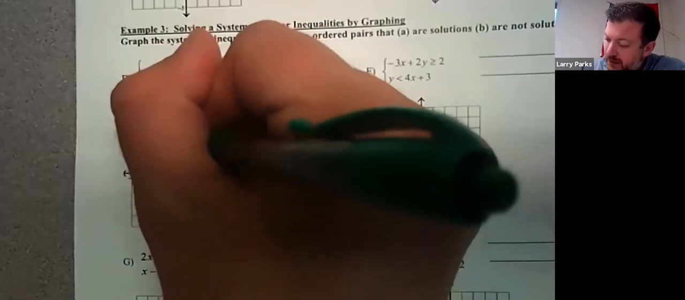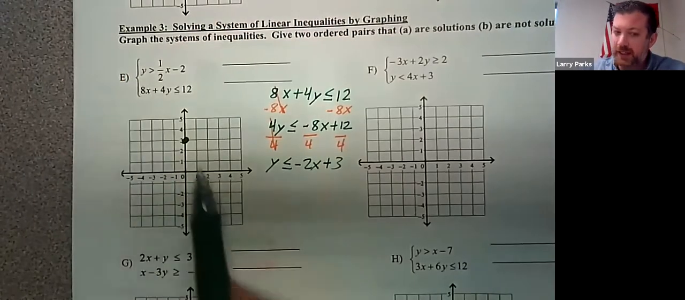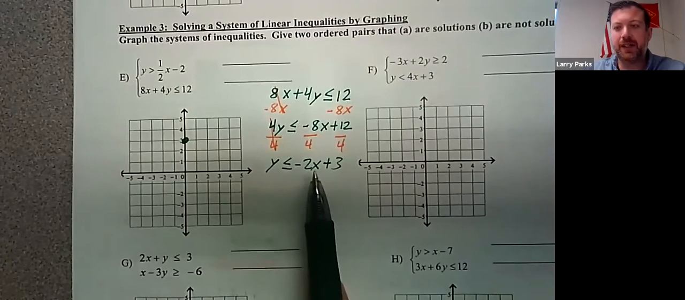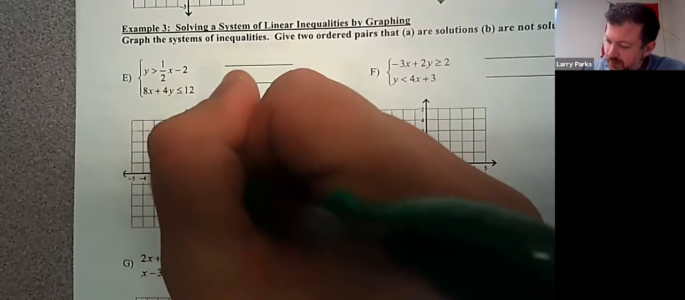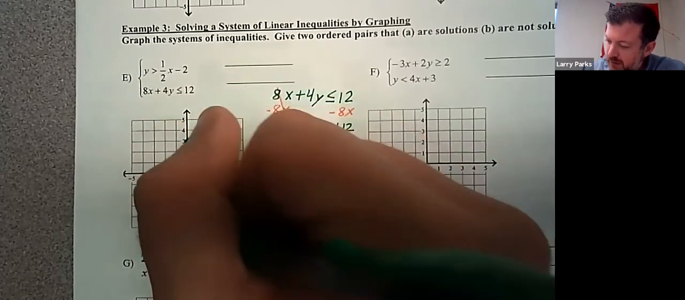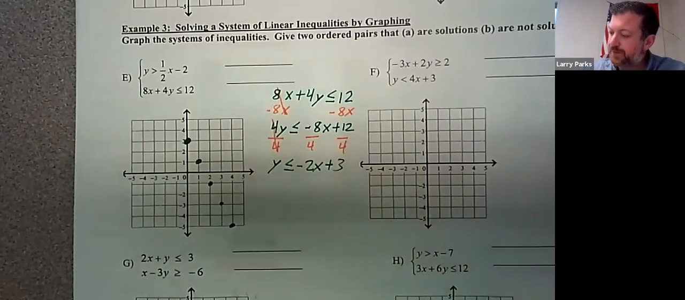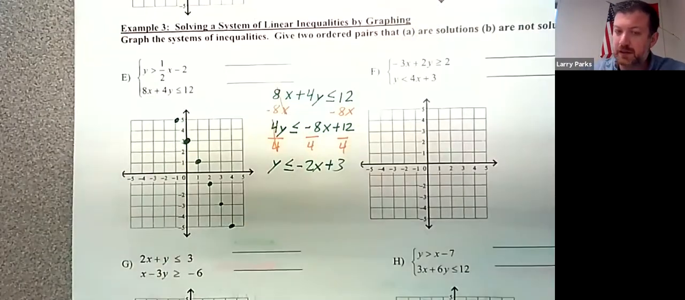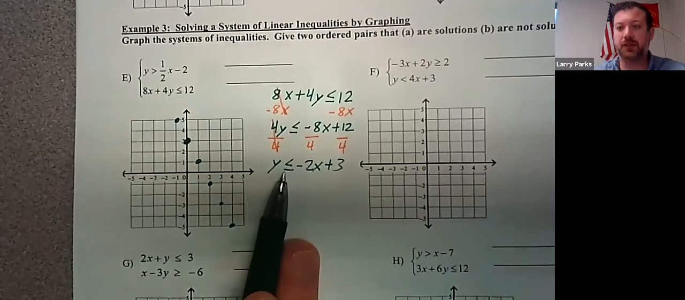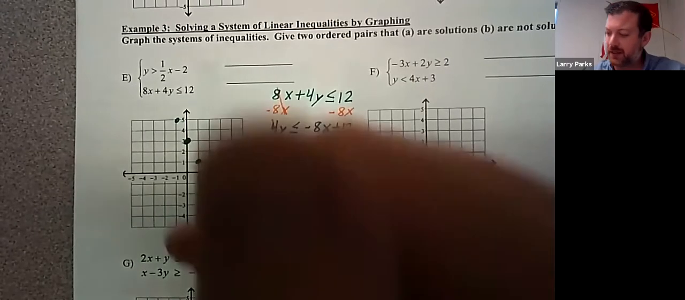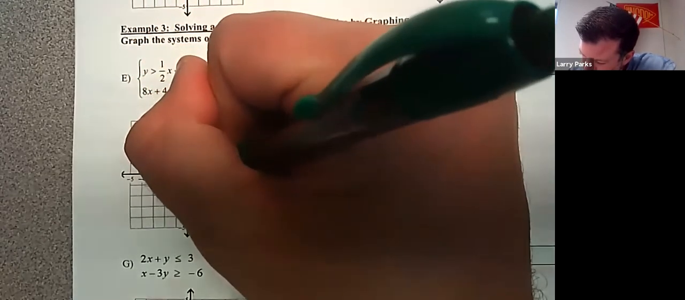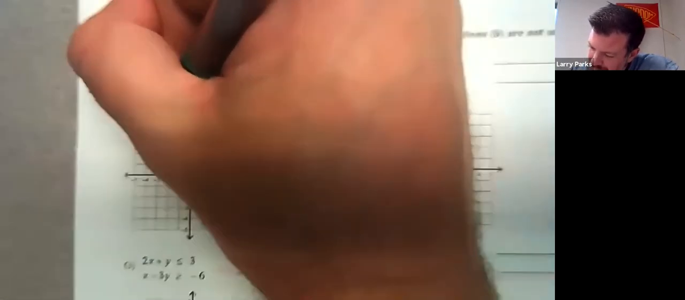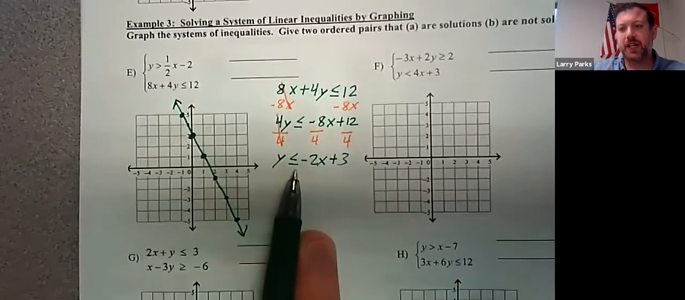I start at 3. And it's going to have a negative slope. And the negative slope is down 2 over 1. And it has an equal sign, less than or equal to, so it's going to be a solid line. And I'm going to shade underneath.